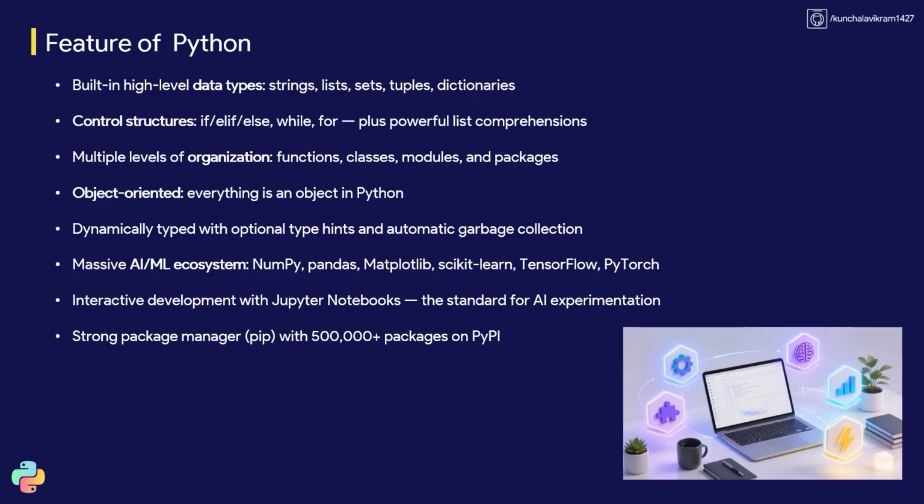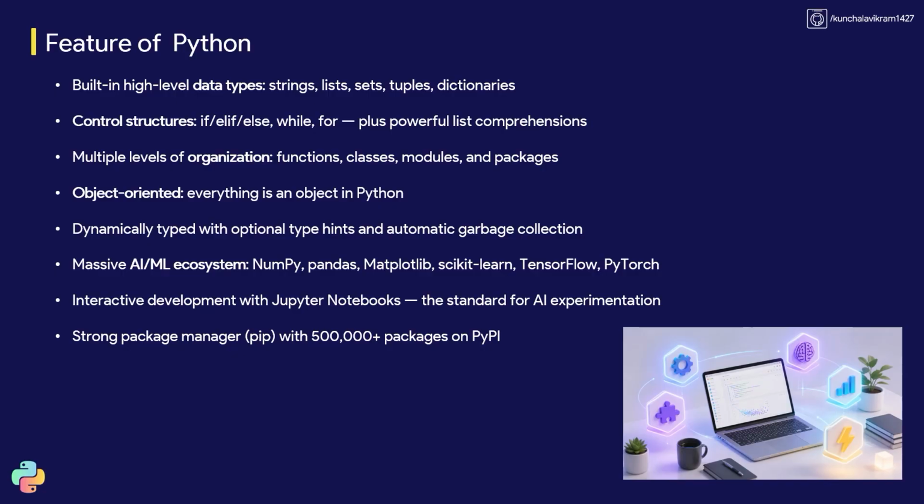If you look at some of the features of Python, it comes with built-in high level data types like strings, lists, sets, tuples, and dictionaries. Again, we'll see all of these in the coming sessions. And it has all the standard control structures that you usually see in other programming languages like if else, while loops, for loops, plus other features that let you write very concise and readable code. You can also organize your code at multiple levels, like in the form of functions, object-oriented programming concepts like classes, and then you can also break them into modules and ship them as packages.